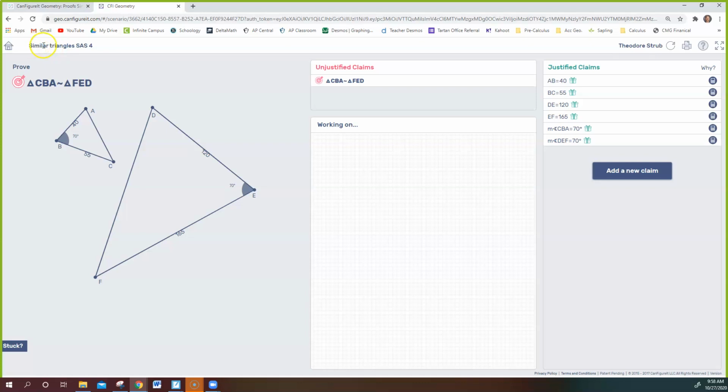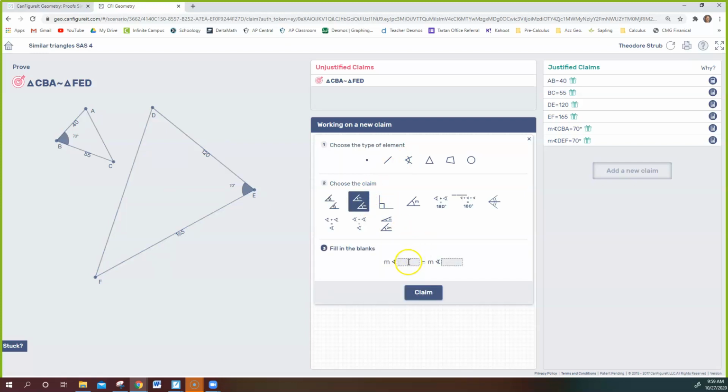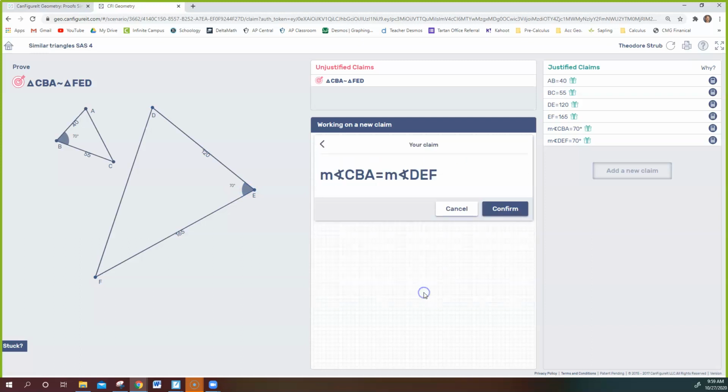So they tell us what method we're going to use, side, angle, side. So I know I have to prove I have one pair of congruent angles, and then I have to prove that the 2 side lengths are proportional, and it gets really tricky here. So first thing I'm going to do is just say, you know what, I've got some angles. Both angle measures are the same. So I'm going to go to angles with equal measure. And then I'm just going to say, well, what are they? Well, angle CBA is the same as DEF.